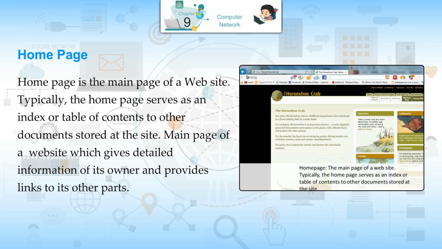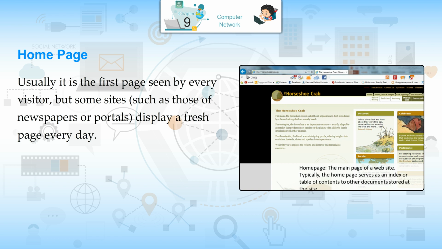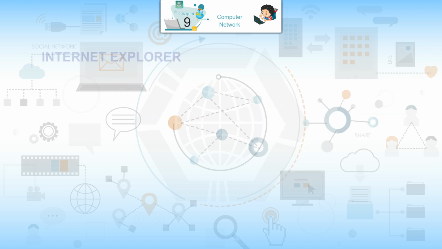Home page. The home page is the main page of a website. Typically, the home page serves as an index or table of contents to other documents stored at the site. It is the main page of a website, which gives detailed information about its owner and provides links to its other parts. Usually, it is the first page seen by every visitor. But some sites, such as those of newspapers or portals, display a fresh page every day.